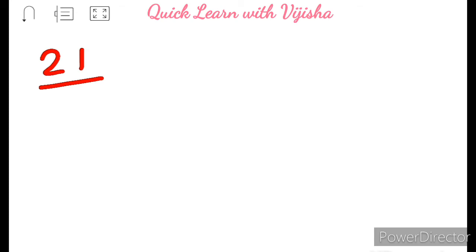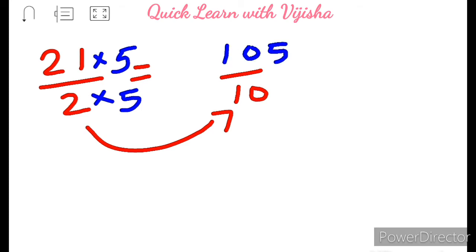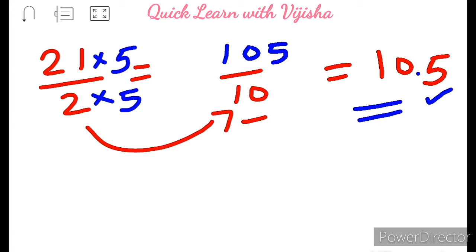Third question, 21 upon 2. Here it is given as 10. So 2 has been converted into 10. How many times does it come? 2 5s. The same way for the numerator also we will multiply by 5. 21 5s will give you the answer as 105. Now it is in the form of 10. Now we can convert this. What is the answer? 105. We will put the decimal. Only 1 zero is there in 10. So only one digit from backward. So your decimal will come here. Understanding children? We'll see the fourth question also.